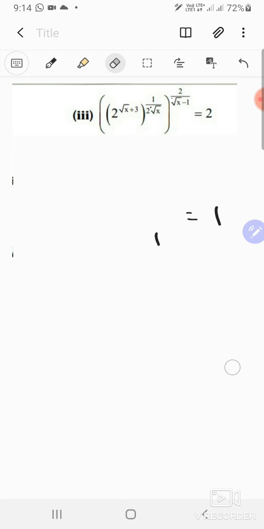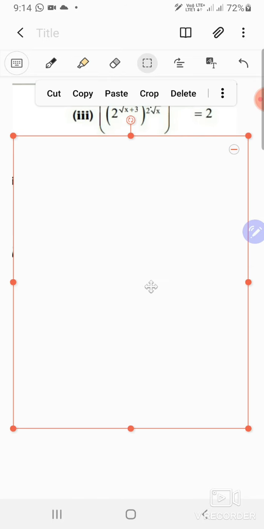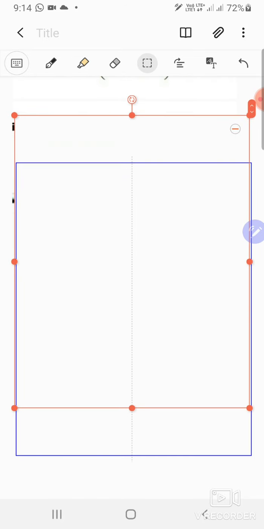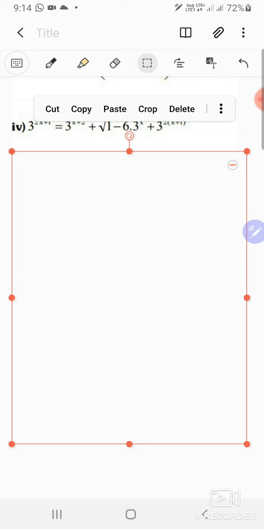Okay, so to the next question, yeah, this one. So the question says 3 to the 2x plus 1 is equal to 3 to the x plus 2 plus the square root of 1 minus 6 into 3 to the x plus 3 to the 2 times (x plus 1). Okay, all that stuff. Maybe it's not that bad.